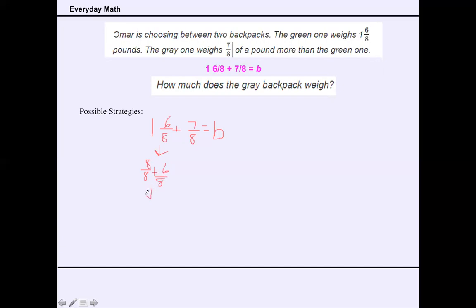which is equal to 14/8 plus 7/8, which equals 21/8.